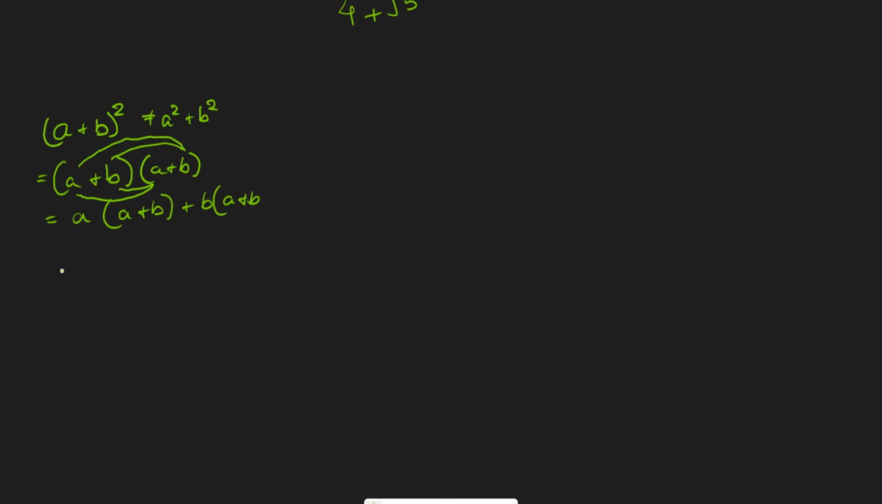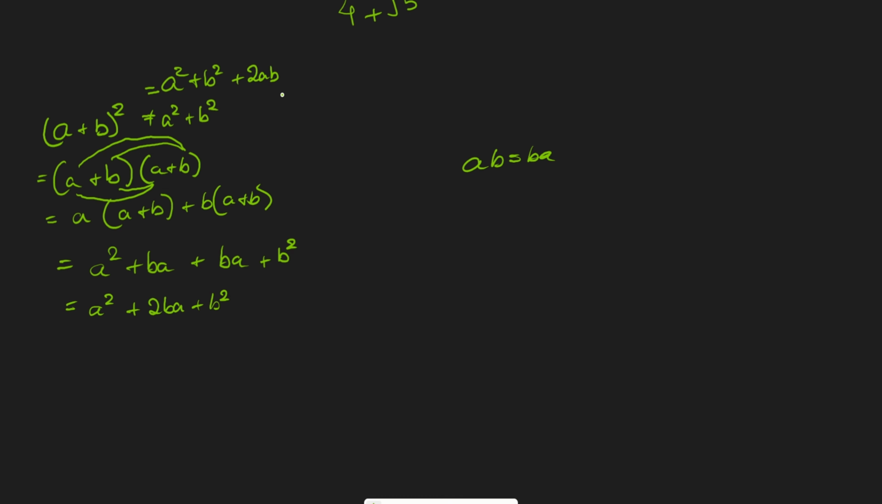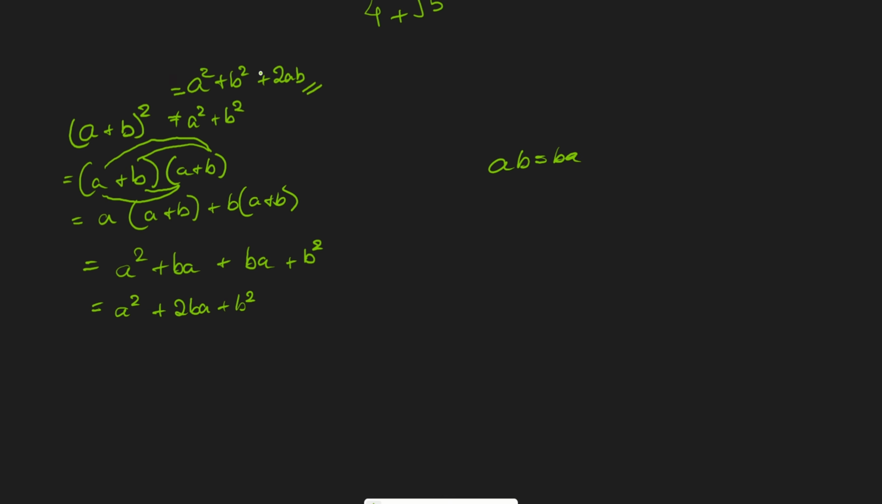So a times a plus b, this is simple expanding the brackets, you get a square plus ba. And b times a plus b, you get ba plus b square. Now ab is the same as ba, so a square plus 2ab plus b square. And we expand the brackets. So a plus b whole square is not a square plus b square, but a square plus b square plus 2ab. This is very important.